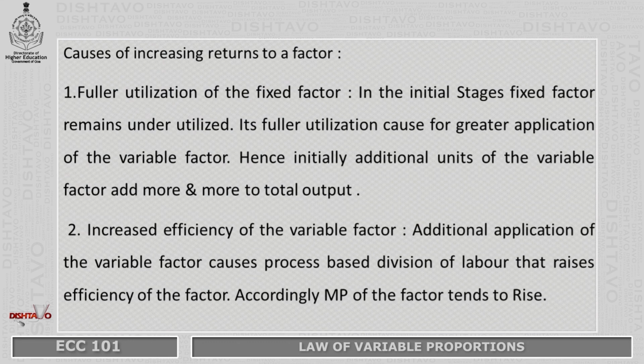The following are the causes of increasing returns to a factor. First, fuller utilization of a fixed factor. In the initial stages, the fixed factor remains underutilized. Its fuller utilization calls for a greater application of the variable factor. Hence, initially, additional units of the variable factor add more and more to the total product. Second, increased efficiency of the variable factor. Additional application of the variable factor causes process-based division of labor that raises efficiency of the factor, and accordingly, the marginal product of the factor tends to rise.